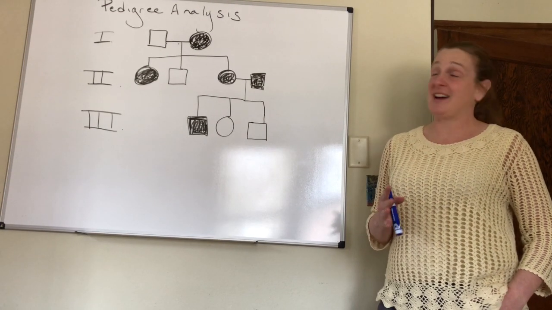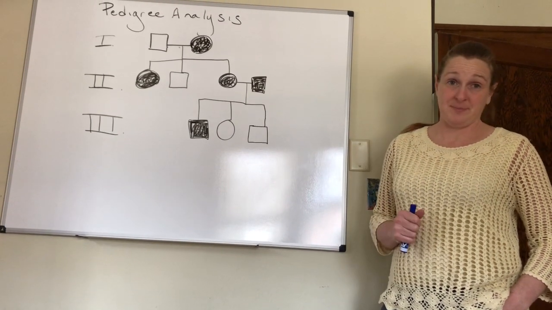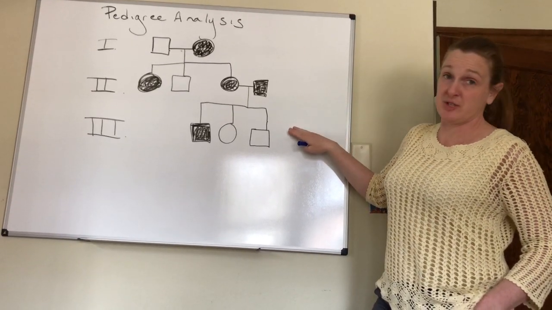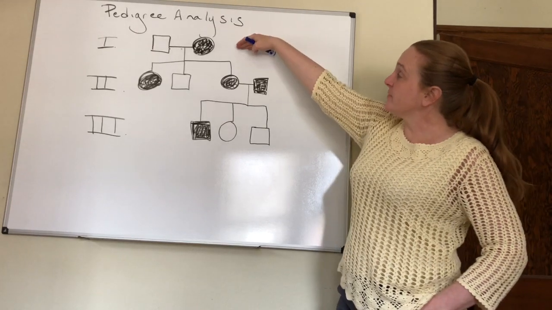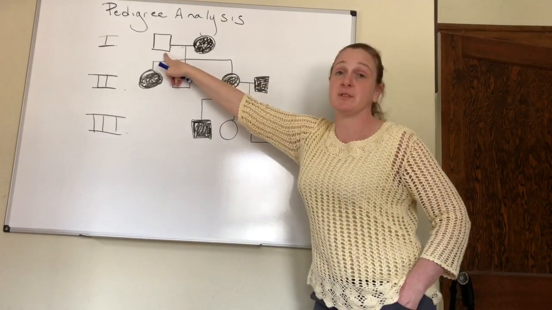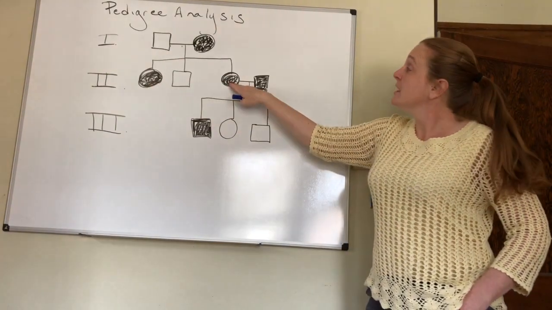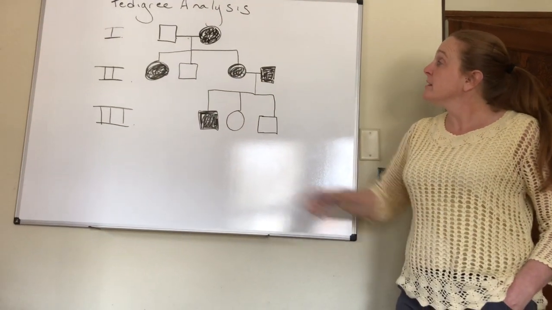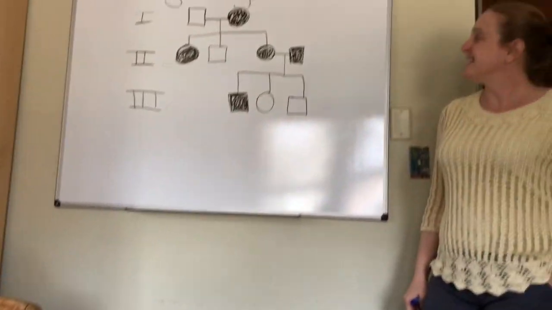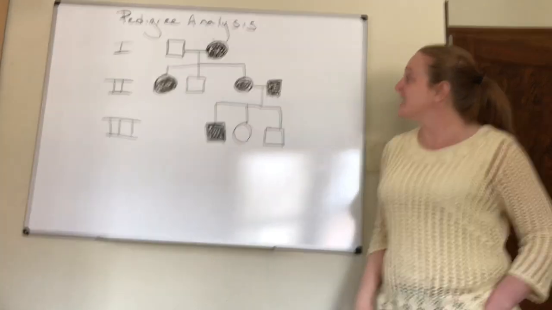Let's take a look at this second pedigree. When we look, we have 3 generations of individuals again. In our first generation, we have a female who has the trait that we're interested in, and she has formed a union with this male. They have 3 children, they have 3 offspring. 2 of the offspring have the trait that we're interested in, and 1 does not.